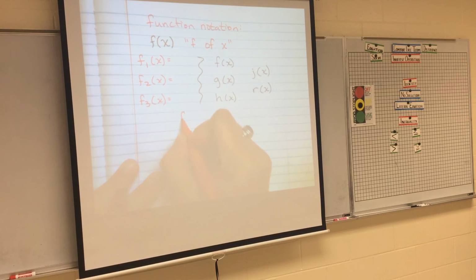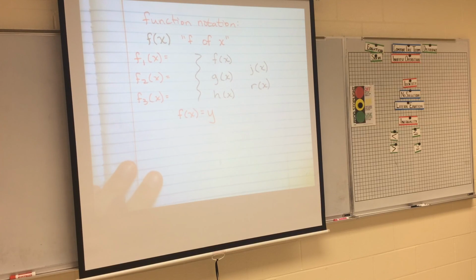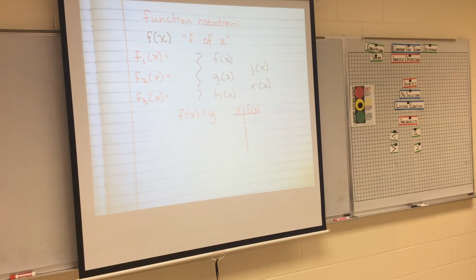So function notation, you guys, is the same thing as saying y. For example, remember earlier we had our table with x and then y? I could have x and f of x. f of x replaces that y value. Okay?